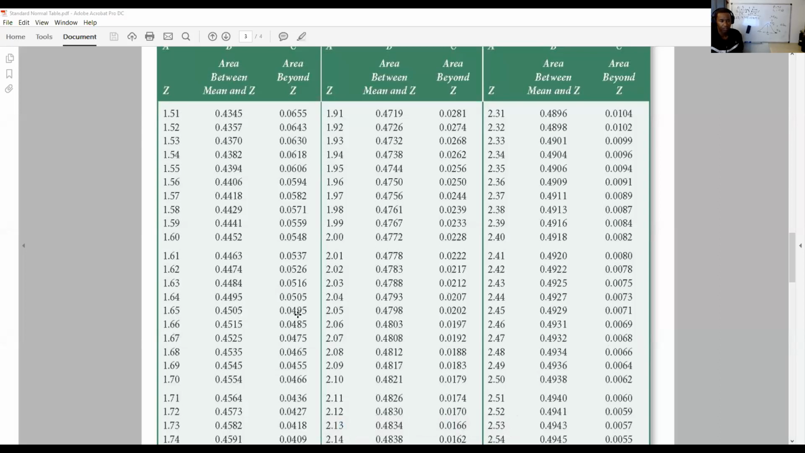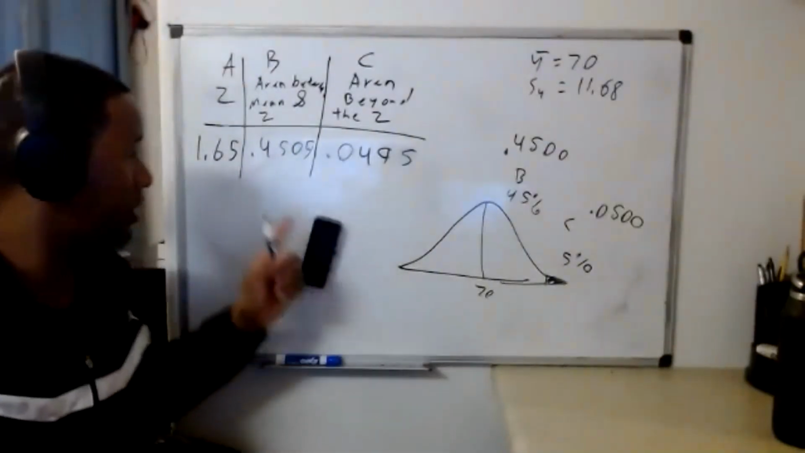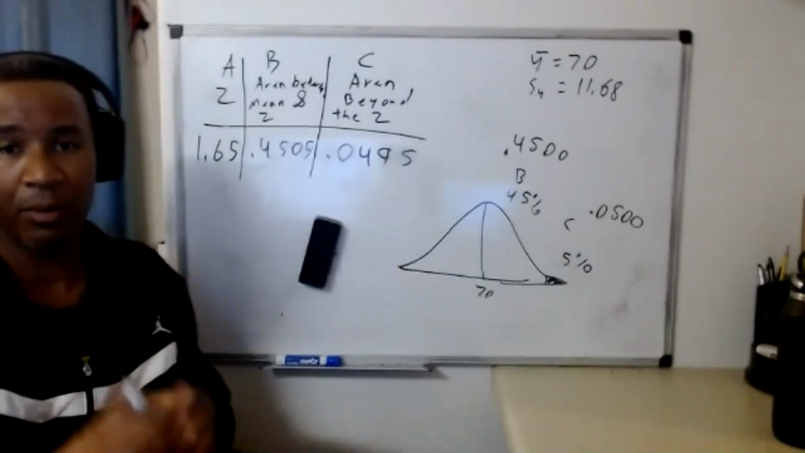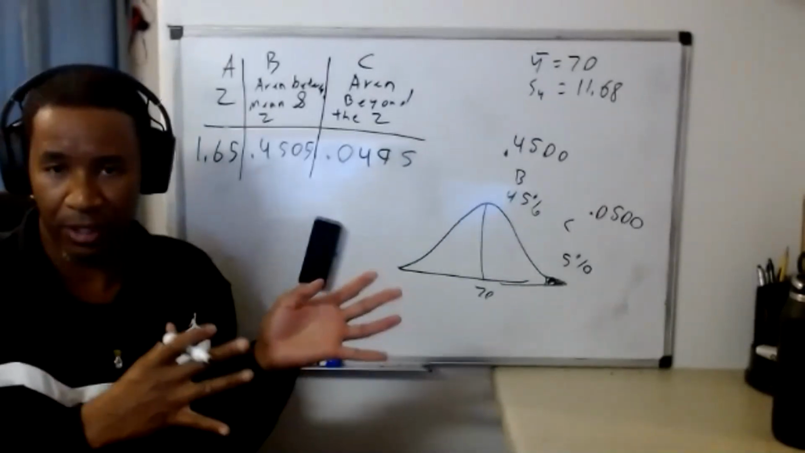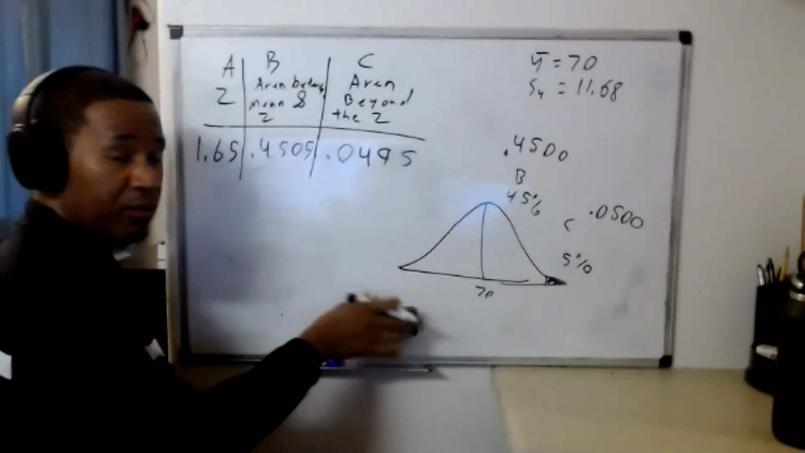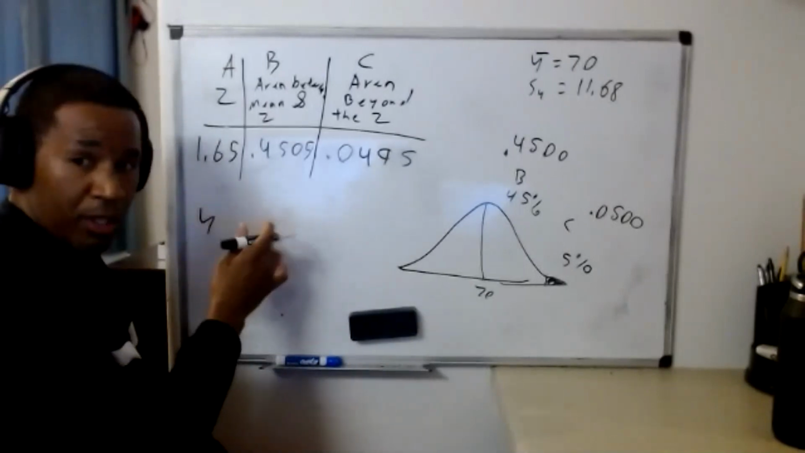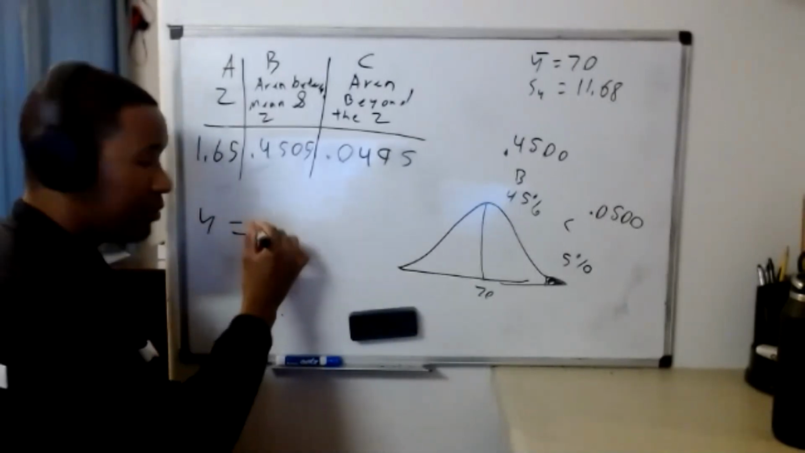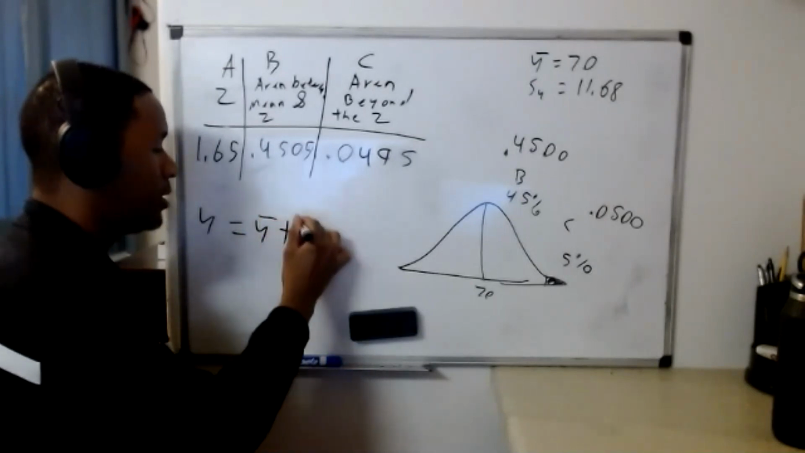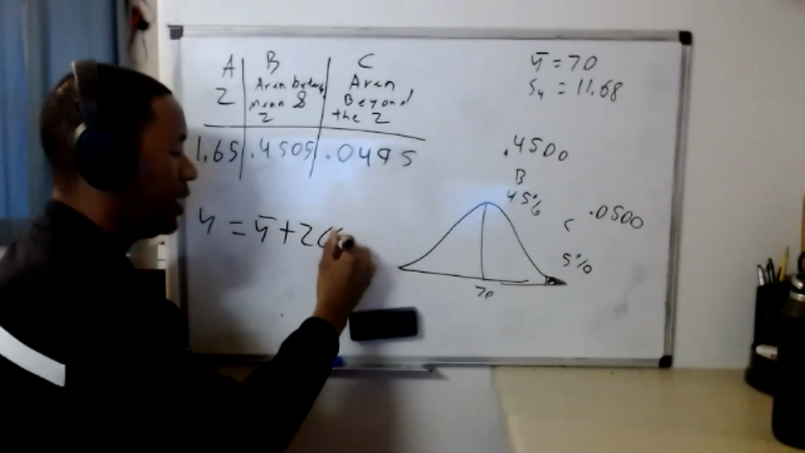Like I said, when you look through this table, a lot of times you're not going to find the exact number that you're looking for. So what do you need to do at that point? Find the closest number that you can find. Now that we have 1.65, which is the Z value, we just plug it into that raw score formula. That formula, if you all remember, is Y, the raw score, equals the mean of Y plus the Z times the standard deviation.